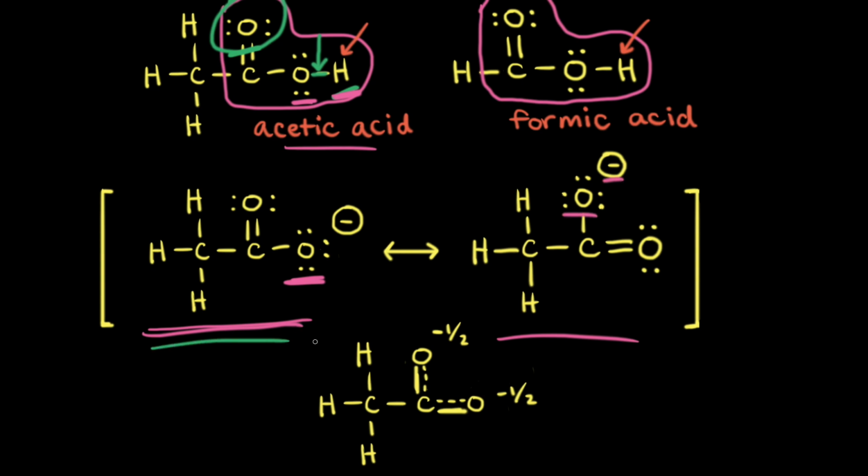In reality, neither resonance structure is a perfect representation of the acetate anion, and we need to think about a hybrid of these two resonance structures. In the hybrid, the negative charge isn't on one of the oxygens. That one negative charge is spread out or delocalized over the two oxygens. So it's like one oxygen has -1/2 and the other oxygen has -1/2.